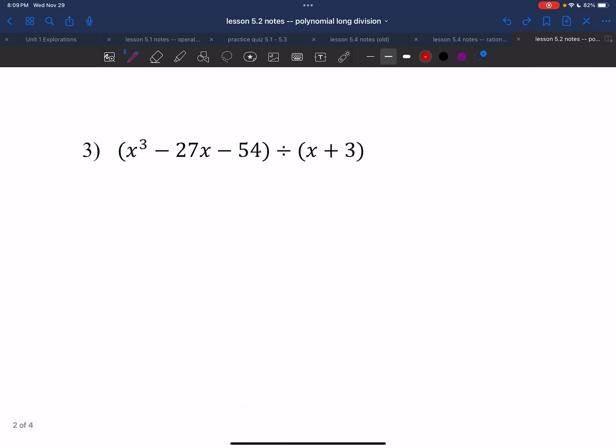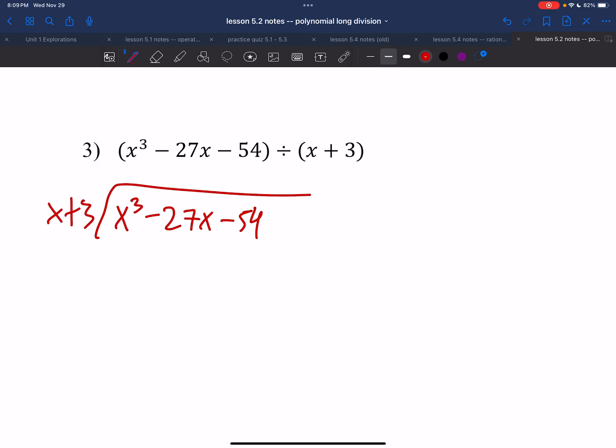Okay. So to walk through this problem, x cubed. Now, it says minus 27x, right? So I'm going to show you something. I'm going to set it up like this, and I'm going to do all this. Now you see x times x squared is x cubed. And 3 times x squared is plus 3x squared. Now hold on. Let me subtract this. I know it's sloppy because I'm going to erase it.